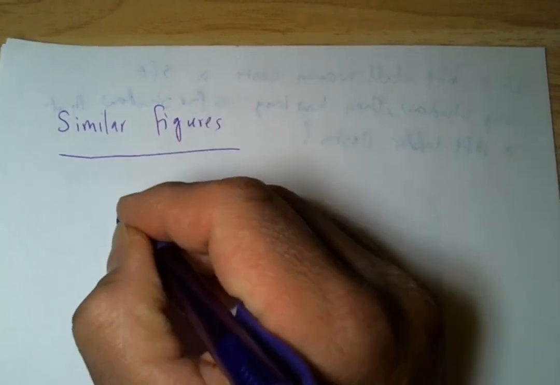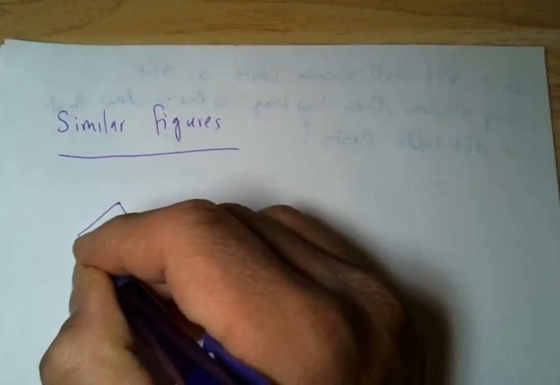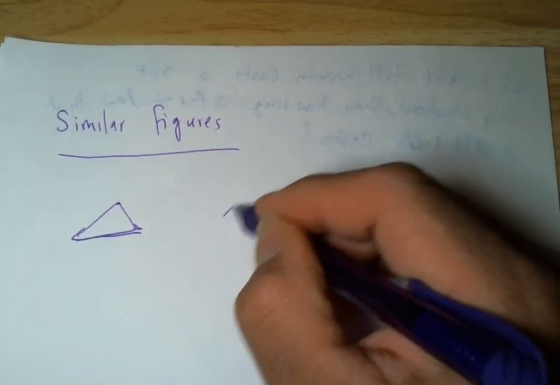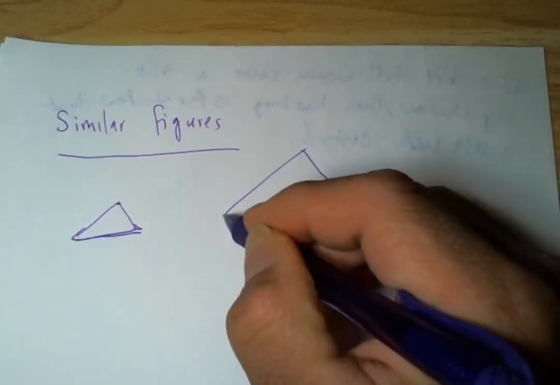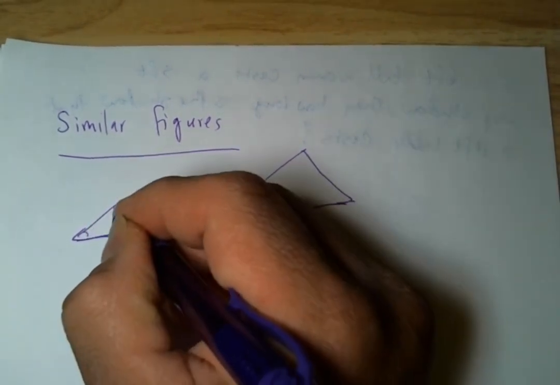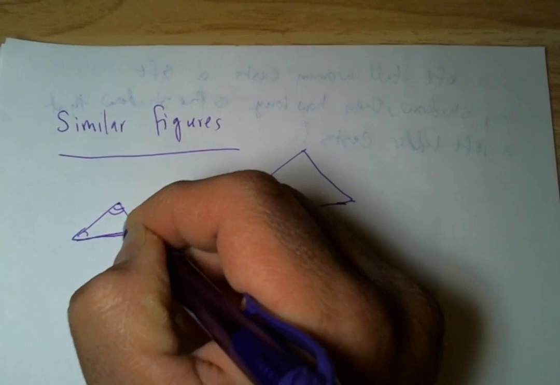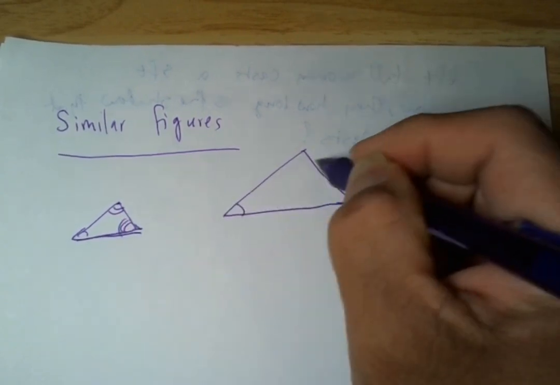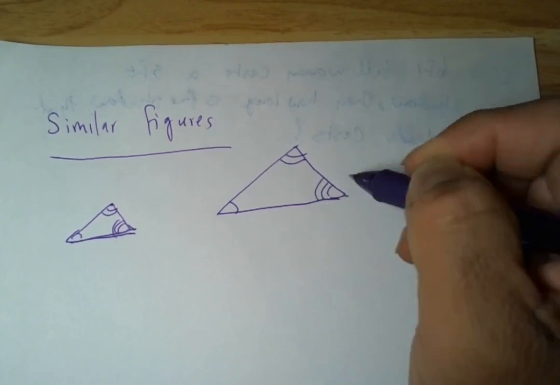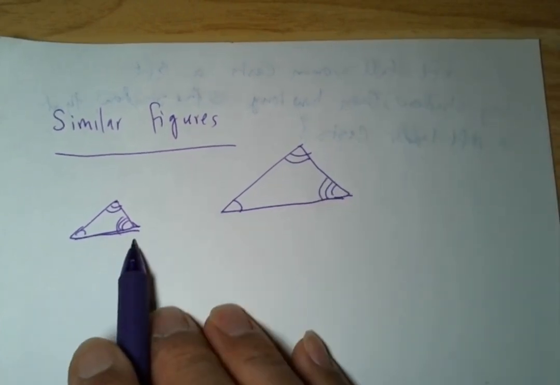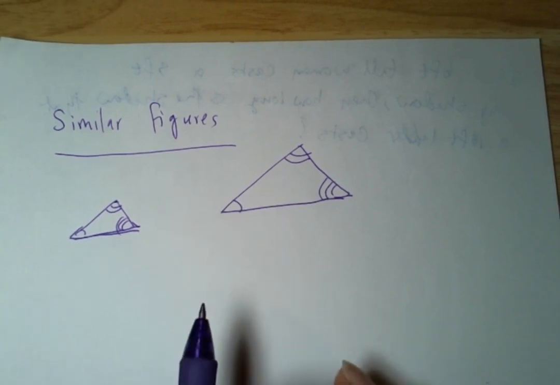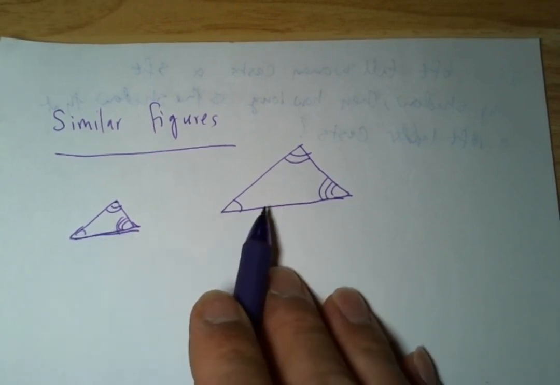Now, when we say similar, this is a different type of relationship, where in triangles the angles are equal. But as we can see here, just visually, the sides are not equal to each other. So the angles will be equal.